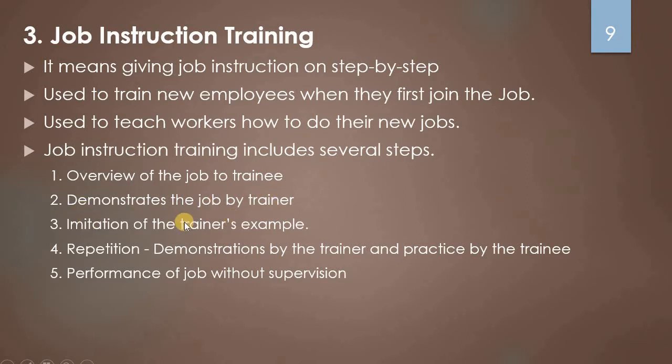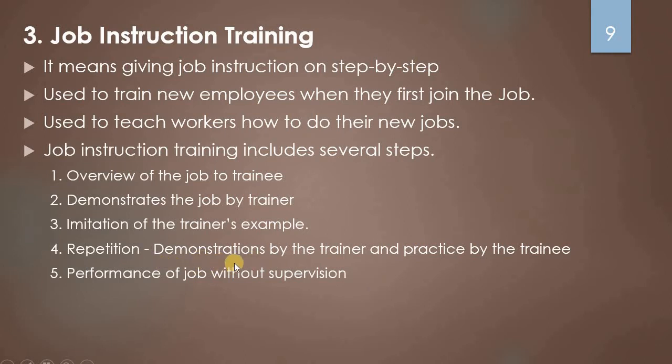The imitation means that they have to do the same as what is done by the trainer. What he has demonstrated, the same thing has to be imitated by the trainees. Then the trainees have to repeat the task again and again. So there is demonstration by the trainer and practice by the trainee. If there is any mistake, again he will demonstrate, and again the trainees have to practice that. Then performance of the job without any supervision.